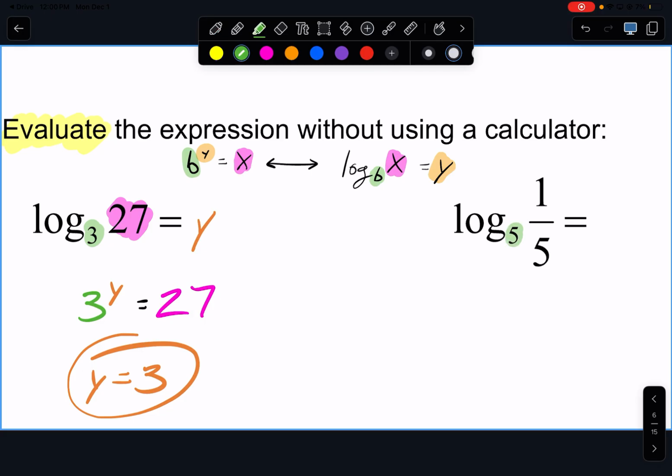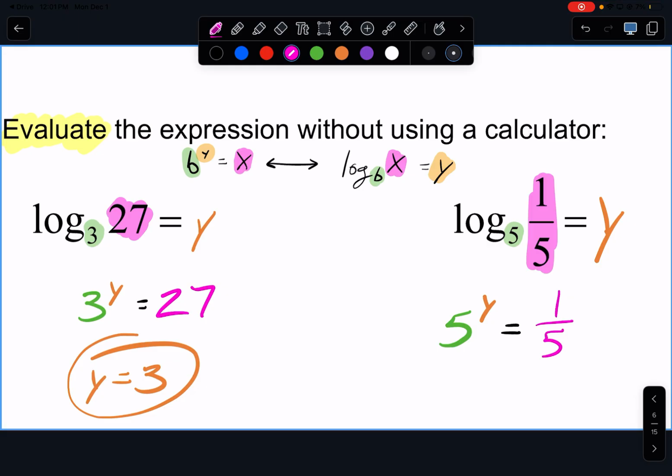Okay, the next one. We have our base, we have our x, but again, we're missing our y. So we're going to write the y in over here. Take a minute and write that into exponential form. This is where the second little built-in review is on this problem right here.